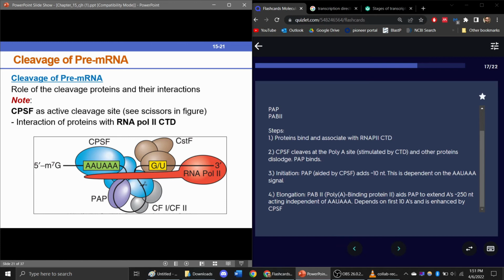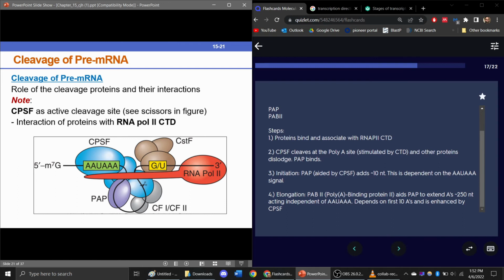The mRNA falls off once it's been cut, and that's the end of the transcript. But the polymerase would just go on infinitely. It's through the process of termination that we have to stop the polymerase from just making stuff. We'll get to that.